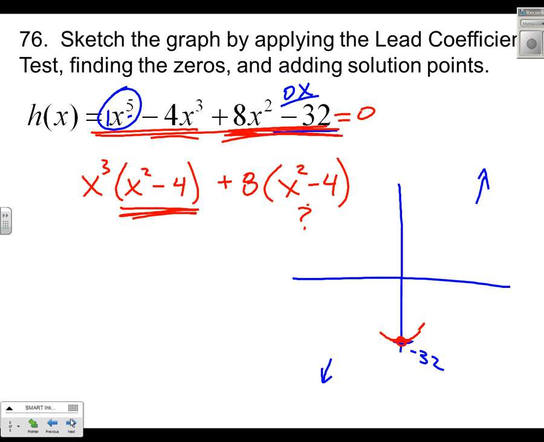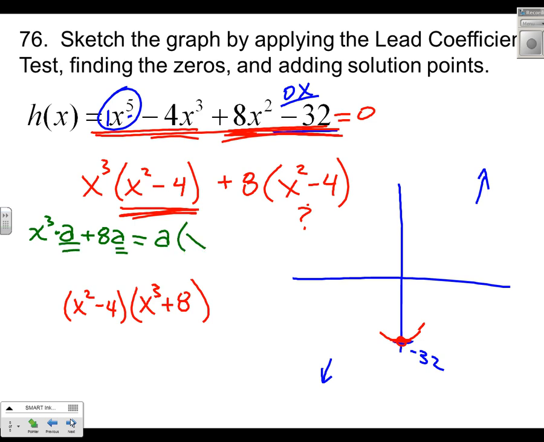Okay, I've seen some people get confused with this before and wonder, how does this magically become x squared minus 4 times x cubed plus 8? And I would say, well, what if we had x cubed times a plus 8 times a? Can we factor that? And you would all recognize, sure, we can take an a out, and we get a times x cubed plus 8. Well, what if that was a? We can pull it out, just like we did here. Okay, so what did we learn? Well, we've got some more factoring to do.